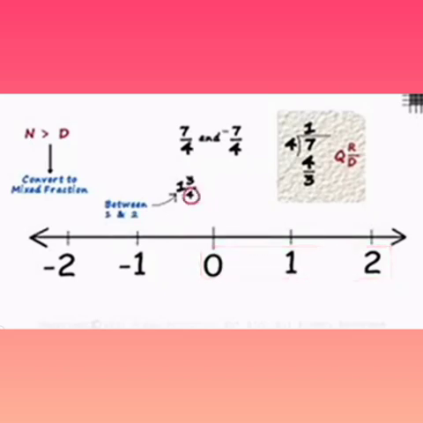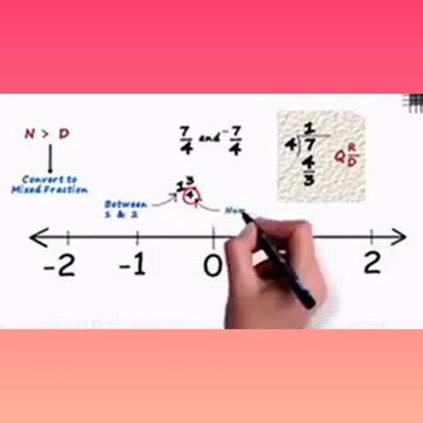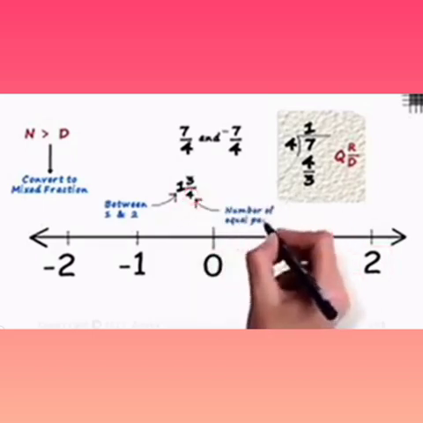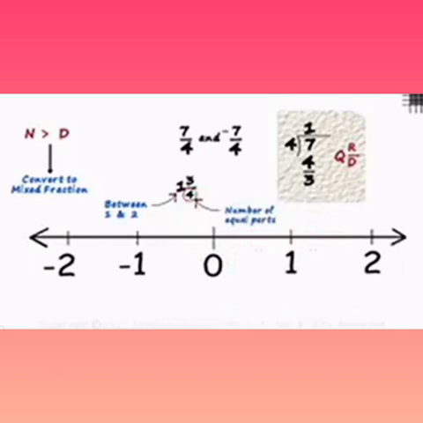The denominator of the proper fraction part tells us the number of equal parts this segment is divided into. Since it is 4, we divide this segment into 4 parts. This segment between 1 and 2 is divided into 4 equal parts.